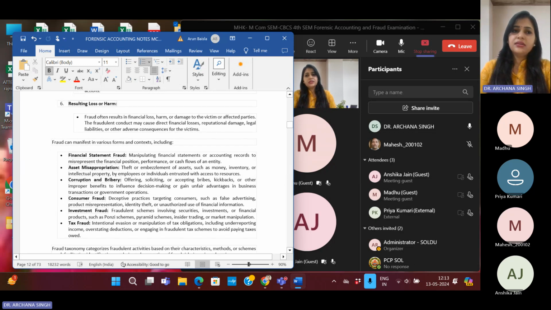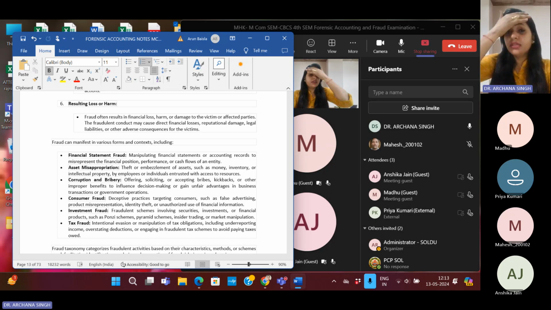Then next is resulting loss or harm. It may result, if they conceal information this way and don't show a true and fair view, then what may happen? It may result in financial loss, harm or damage to the victim or affected parties, whichever parties are affected by it. So fraudulent conduct may cause financial losses, reputational damage, legal liabilities, or other adverse consequences on the victims.